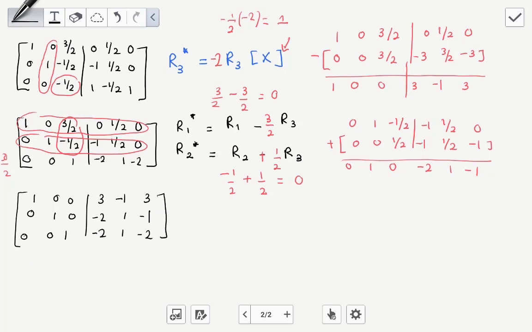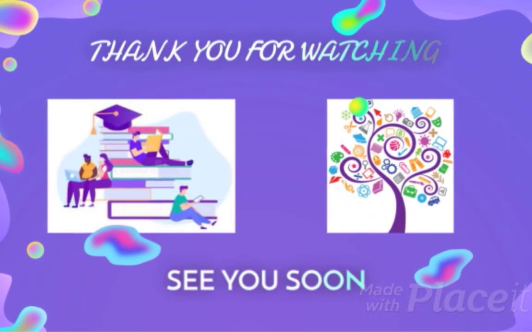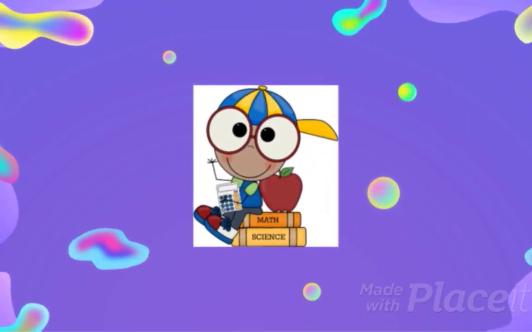Okay, notice that we have managed to change this to identity. The moment you change to identity, on your right hand side is your A inverse. Okay, students, so what is our A inverse? 3, negative 1, 3, negative 2, 1, negative 1, negative 2, 1, negative 2. Okay, so I hope you have followed my video. I have another example on my next video. Hopefully you could achieve the learning outcome, finding inverse by using elementary row operation. Okay, thank you.